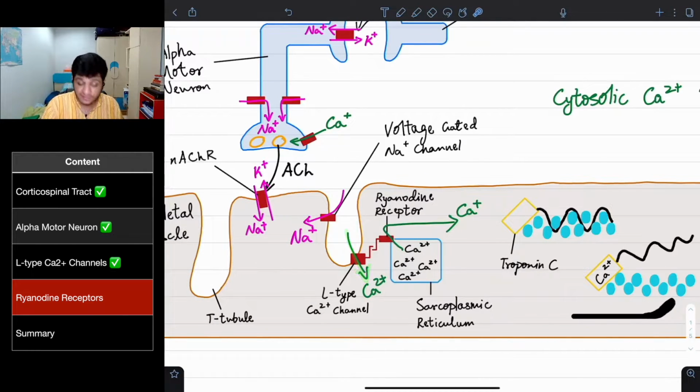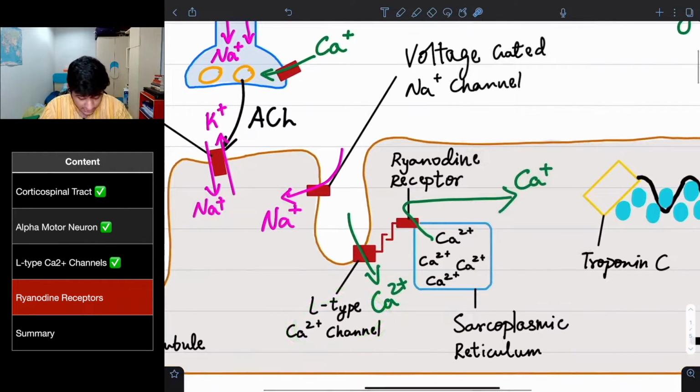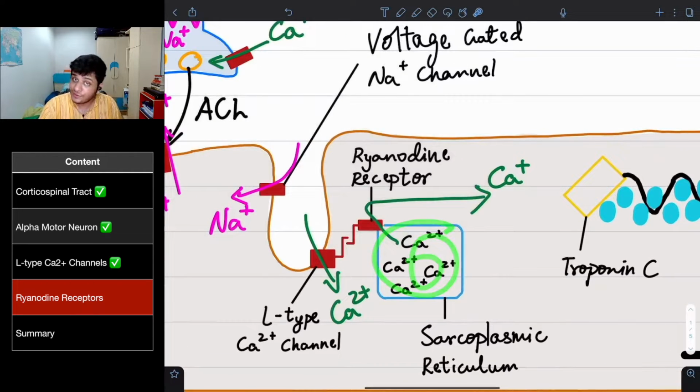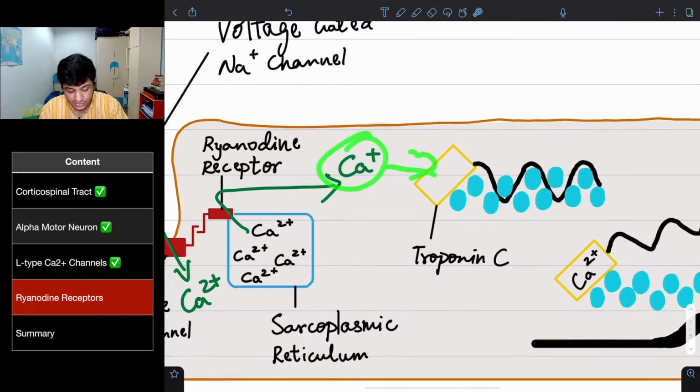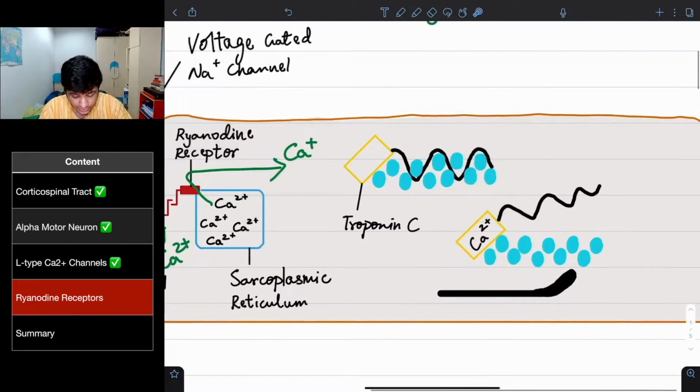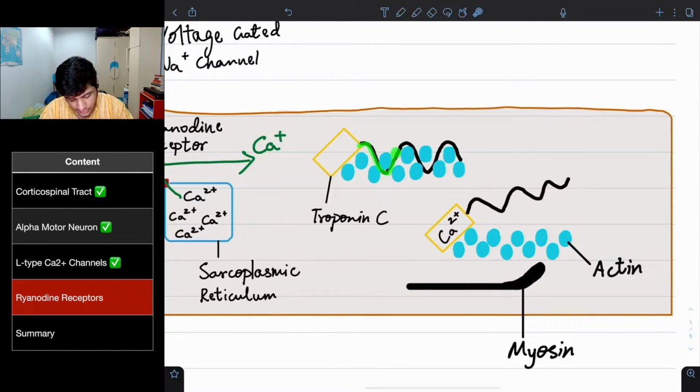Okay, so since there is an influx of calcium ions through this L-type calcium ion channel, there's a mechanical interaction with a receptor called the ryanodine receptor, which allows calcium ions from the sarcoplasmic reticulum to move out into the cytoplasm. And these calcium ions bind to something called troponin C. So this is our actin, right? This is our actin, and this is our myosin. I forgot to label it, so let's label it. And this right here is our tropomyosin.